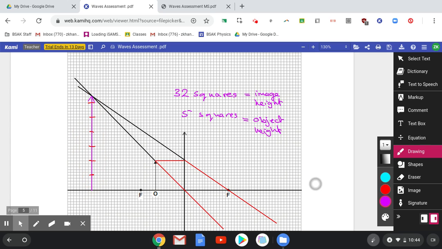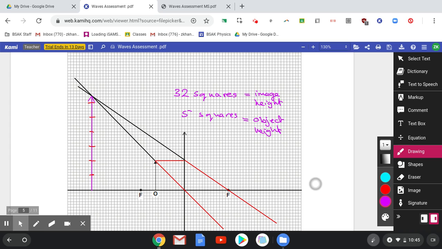Now I am 2 squares out, so plus or minus 3 squares is absolutely fine. So if you've got 10, 20, 30 squares to the image, that's what the examiner's got. But if you've got something like me, 32, 33 tiny squares from the principal axis to where the rays cross, then that's absolutely fine as well.